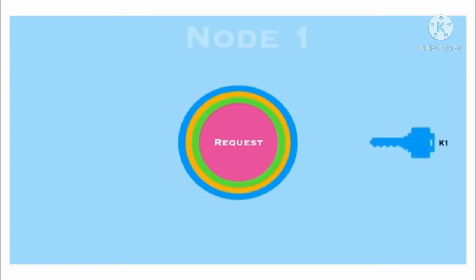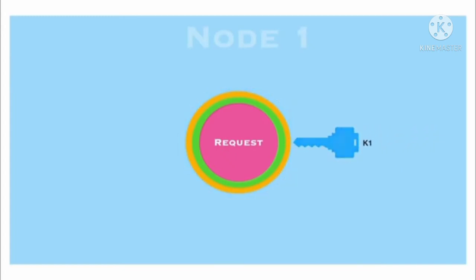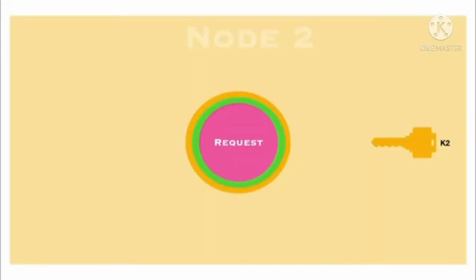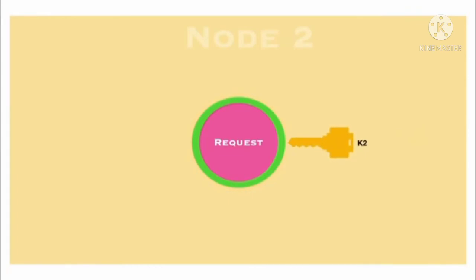Since node 1 has the key K1, it decrypts the message. Notice that even after decrypting the message here, the message is still encrypted with 2 layers, that is K2 and K3. So node 1 will know nothing about the request, except from where it is coming and to where it needs to forward it. It then forwards this request to node 2. Node 2 now decrypts it with the key K2 that it has. And you can see that there is still one more layer of encryption even after node 2 is done decrypting.